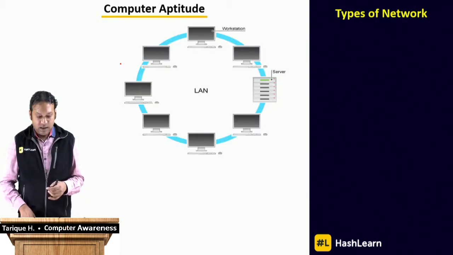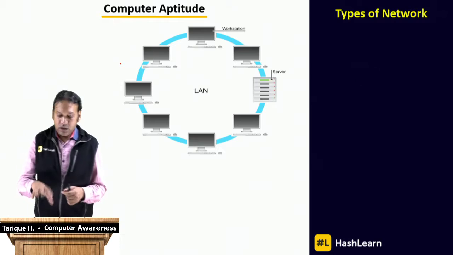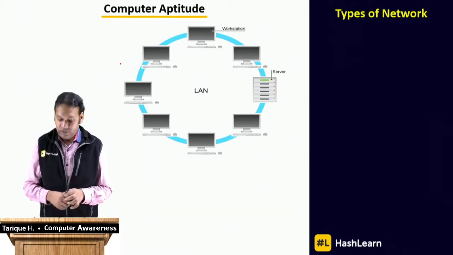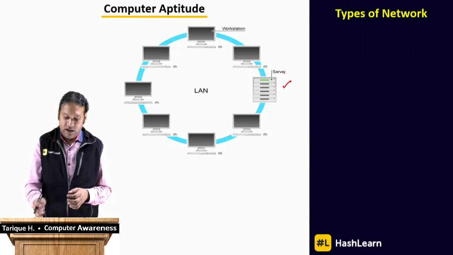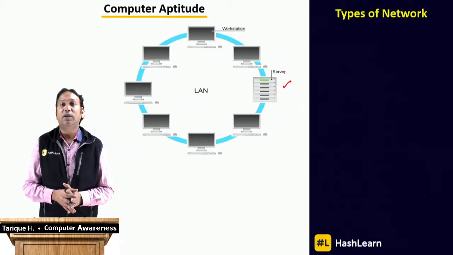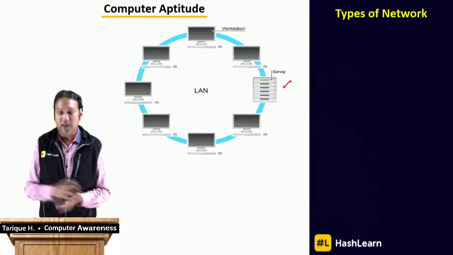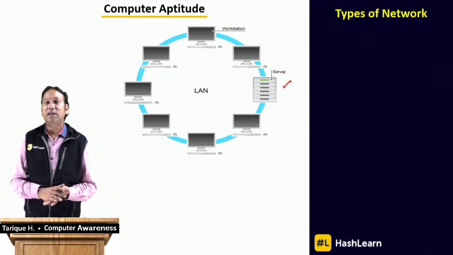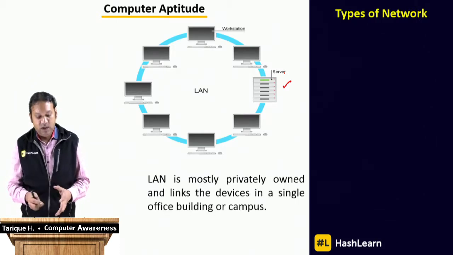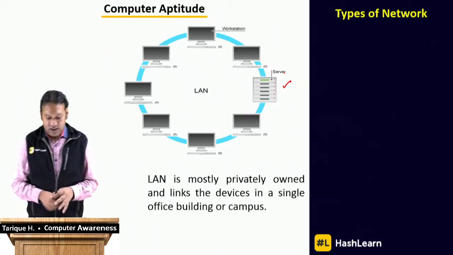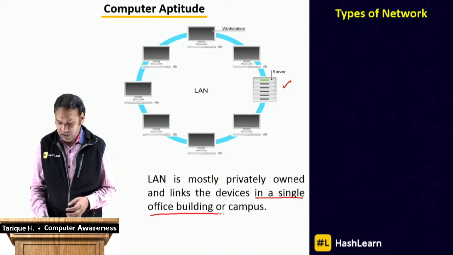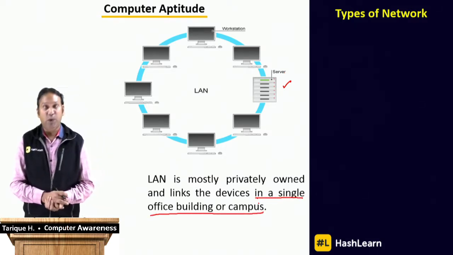Let's quickly understand this in terms of diagrams. Now this is the LAN diagram. Let's say there's an office with one main server, and there are 5-6 different workstations, and these workstations are all connected to the server, and these workstations can then share information among each other. This would be an example of LAN. It is privately owned and links devices in a single office building or campus, which I have already explained to you.